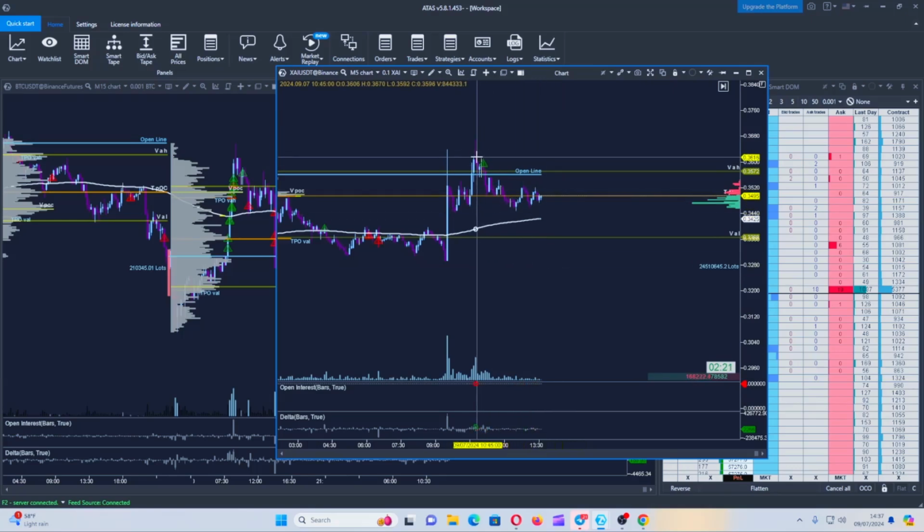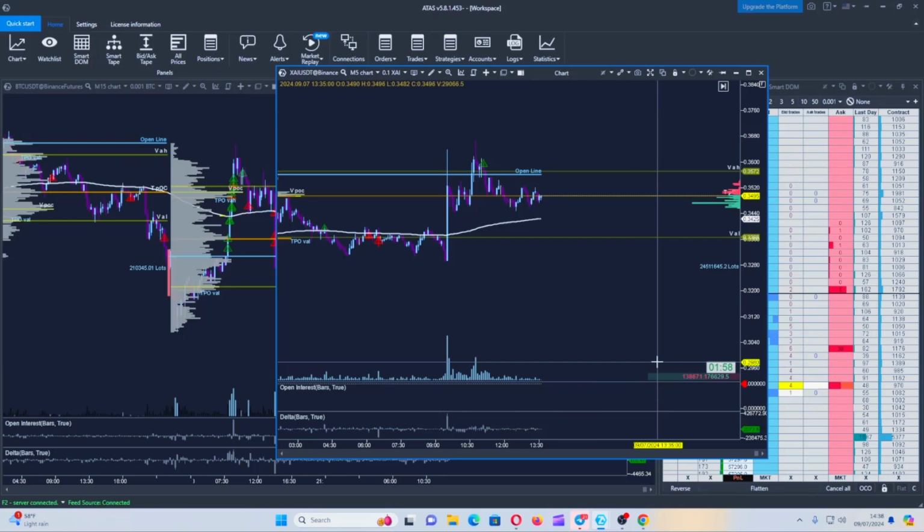So I took a short on XAI here, and I said around 3,500 is probably where it's going to stop. We've also got the VPOC and the TPOC in that exact area. This could continue and go down to the value area low. I'm not bothered. I made my money there. I don't care if that goes down here. I've made what I needed to make there.